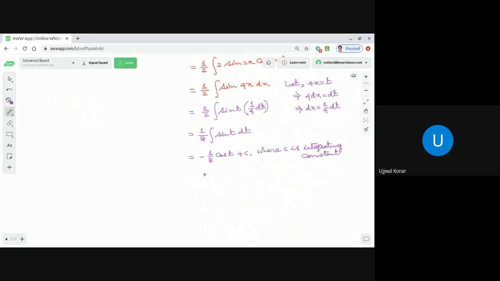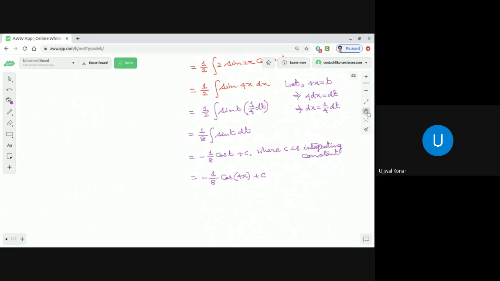Now, what is cos t? T I need to replace back because t was our assumption. Our substitution, the more context-specific word is substitution. So I need to substitute back. So it is cos of 4x plus c.